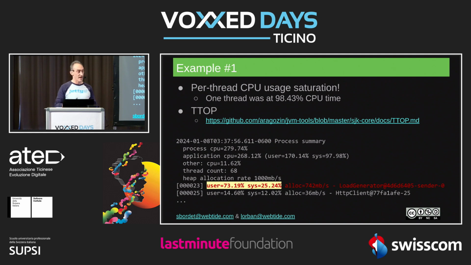Well, we used a tool called TTOP, thread top, at this URI, and it turns out that tool could actually tell us, hey, this thread, look at load generator, sender-0, is actually at 98.43% usage. Okay, so it was saturating. Solution for this particular case: in the tool that we use for that, we can specify, hey, you use 2 threads for sending requests, not just one, and that will solve the problem.